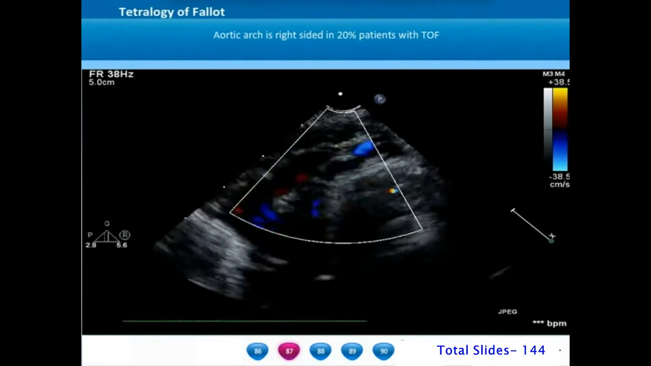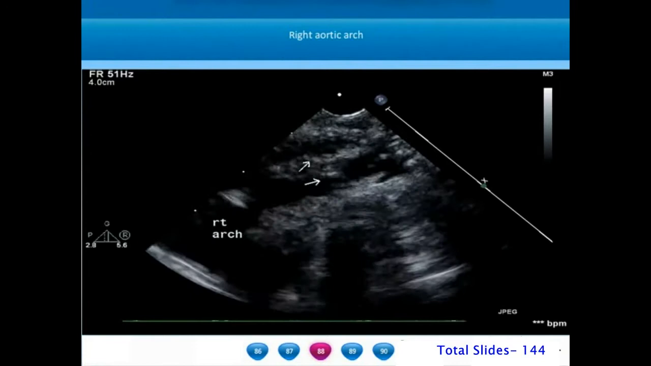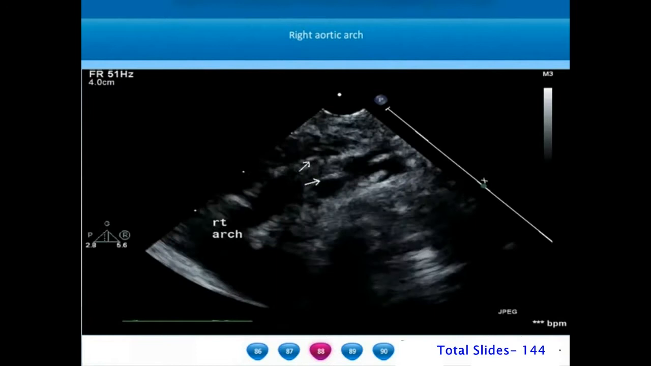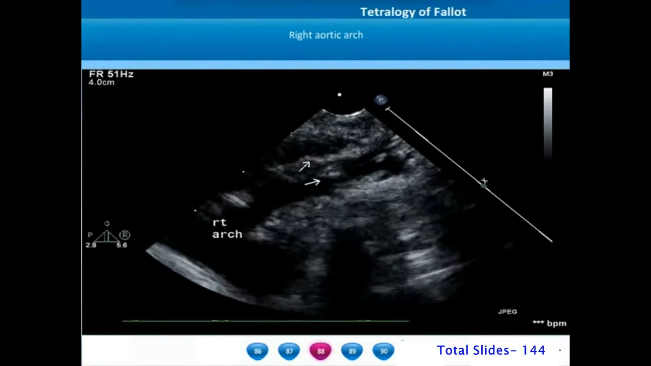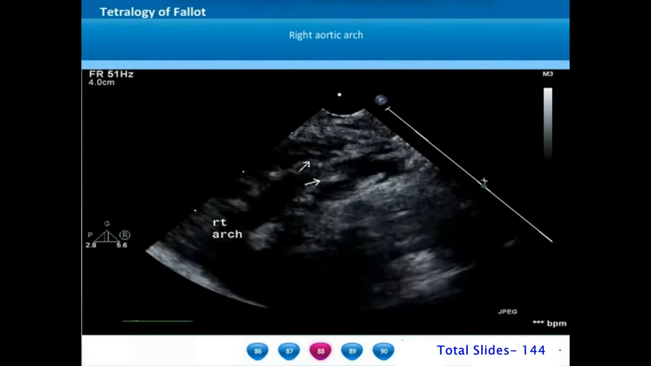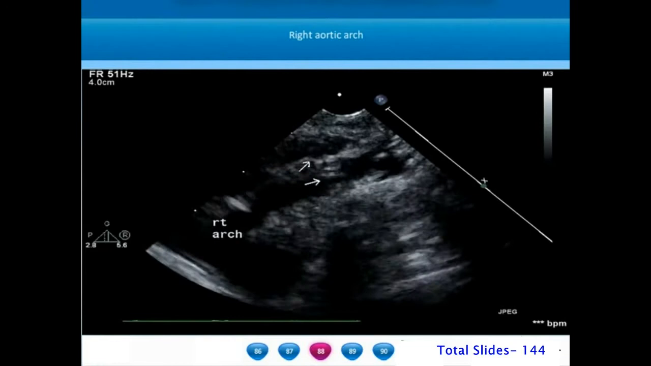Identification of a right aortic arch will be by suprasternal coronal plane imaging, where we find the aortic arch on the right side of the tracheal rings. The first branch from the right aortic arch will be coursing towards the left and it will bifurcate into two branches. This vessel will be the left innominate artery and the two branches will be the left carotid and left subclavian arteries.